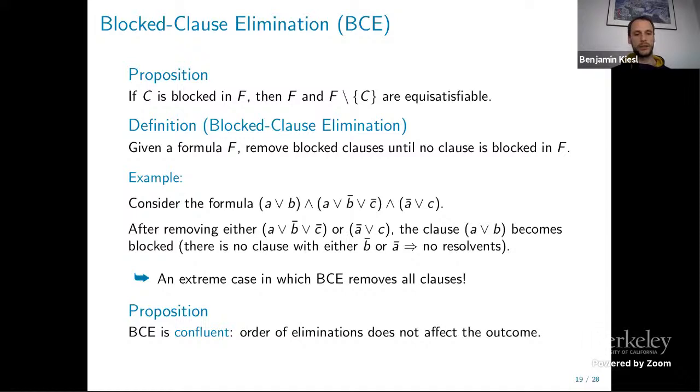And what you can actually show is that blocked clause elimination, if you do it until fixed point, is confluent, meaning that the order of eliminations does not affect the outcome. So you just check non-deterministically, you pick a blocked clause, you remove it. Then you pick the next blocked clause. New clauses might become blocked, you remove them too. But however you do it, in no matter what order, you will always get the same result. And actually the same is true also for blocked clause elimination in first order logic. So not only in propositional logic.